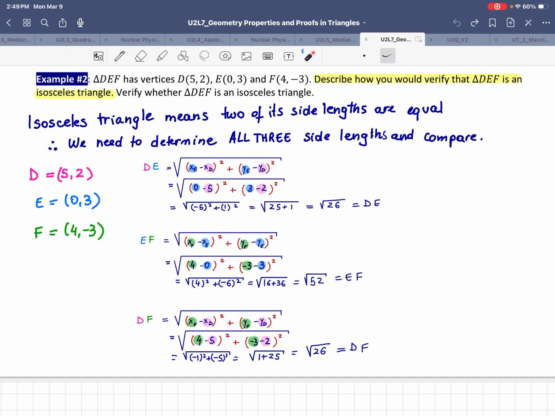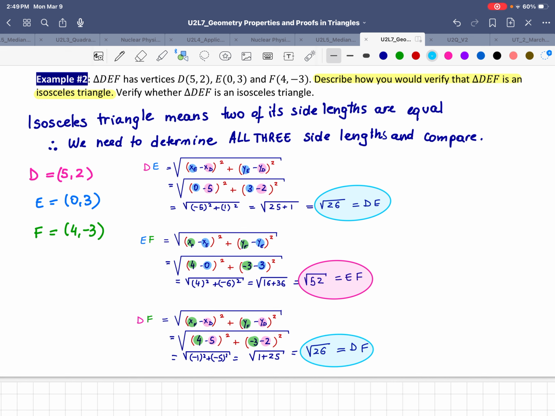So as you can see here, we have the side length DE equals root of 26. Sorry, let me just box this up. The side length EF equals root of 52. And lastly, we have the square root of 26 equals DF. We have DF and DE equal to each other. So that proves that the triangle DEF is indeed isosceles.